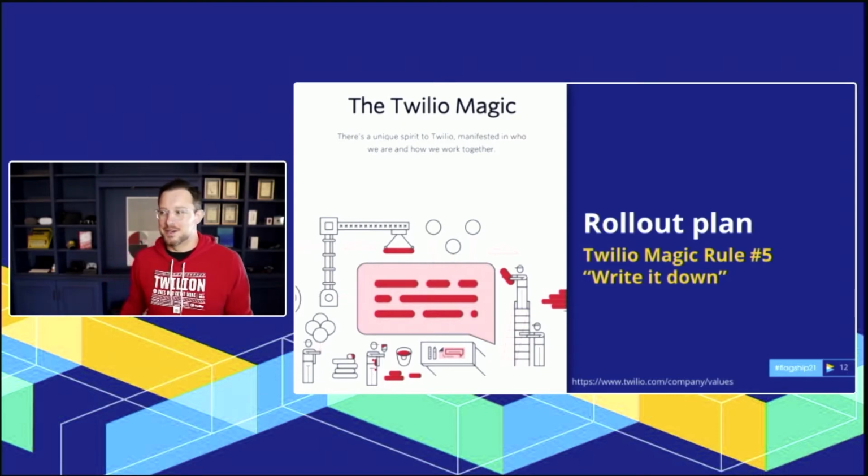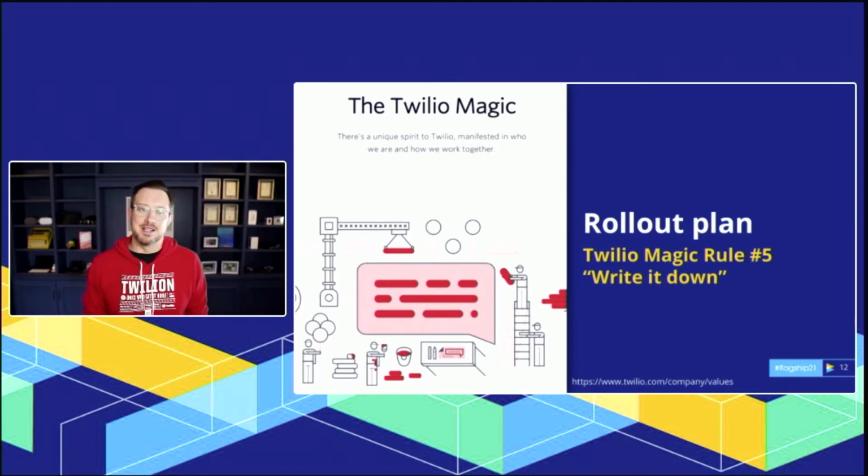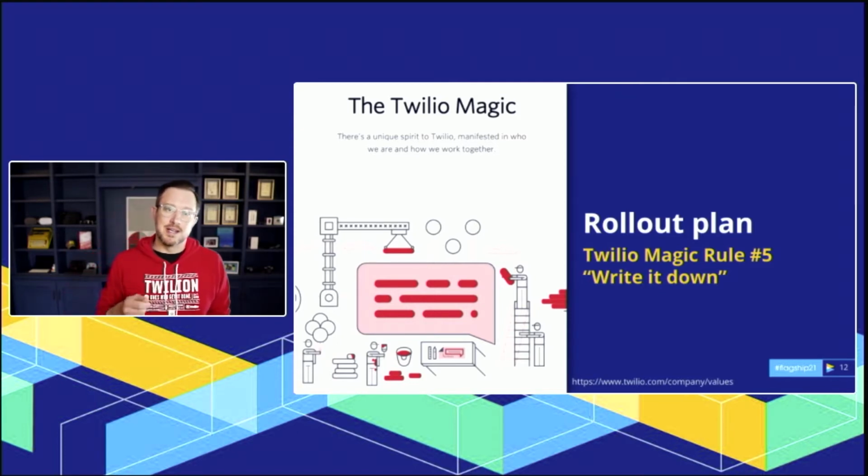So at Twilio, we have what we call the Twilio magic. So these are the base principles, the rules in which our teams function. You can see this on our website. I think it's a great way to learn about the company. But rule number 5 is something we embody almost all the time. It's write it down, and regardless of the phase that you're in, as you're coming up with a concept or you're coming up to roll out, make sure you write it down and you can share it.